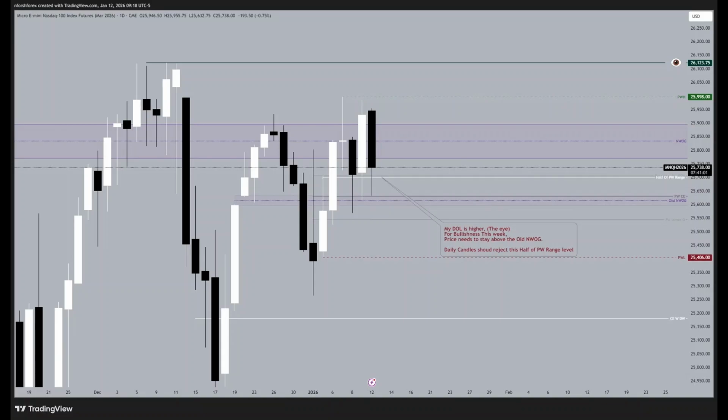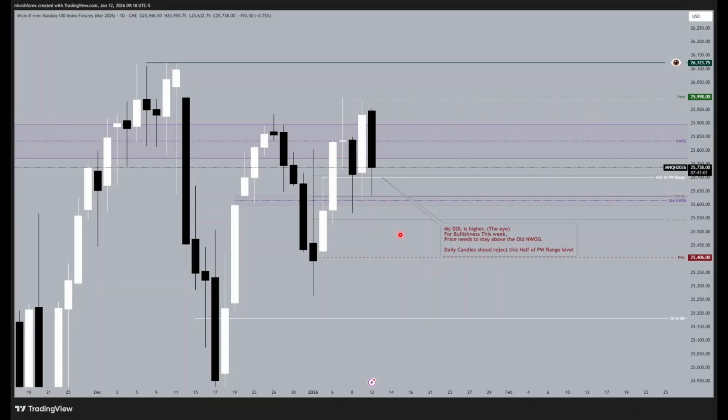Alright, this is a review on Monday the 12th of January 2026. Now this is the daily chart. My joint liquidity is higher. I'm targeting the 26,123.75. That's my joint liquidity higher. I see price moving to buy side liquidity at 25,998 even. And ahead of the session, I did a forecast.